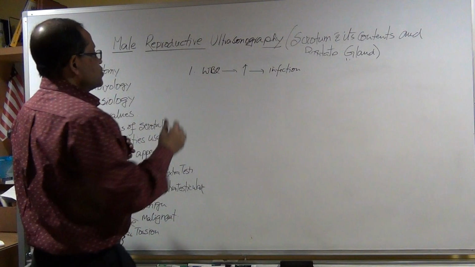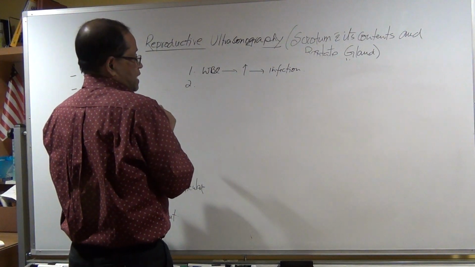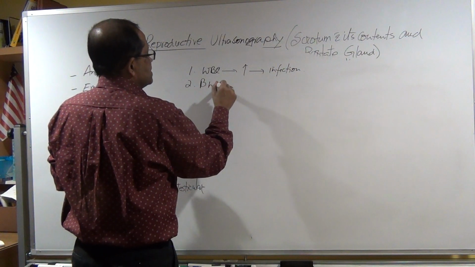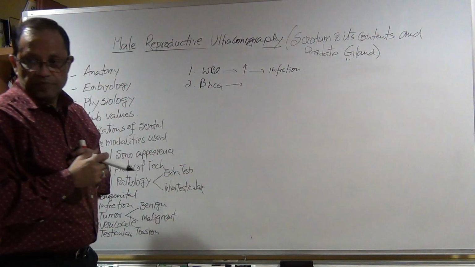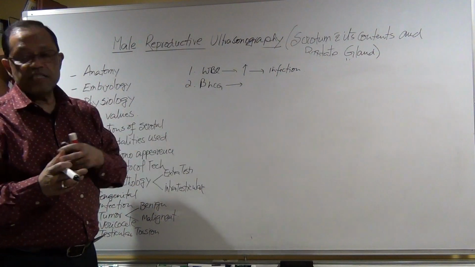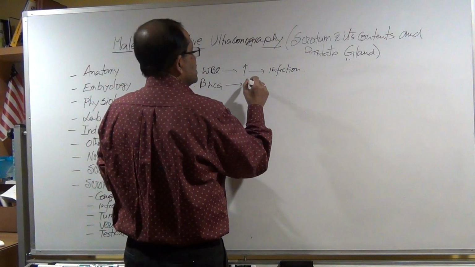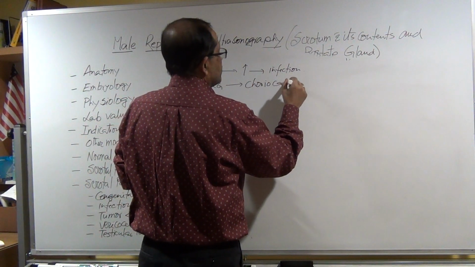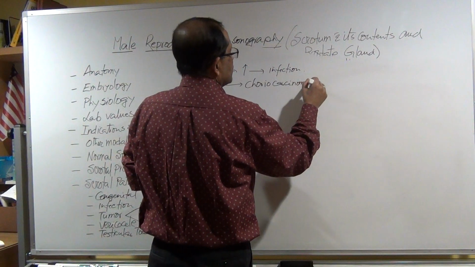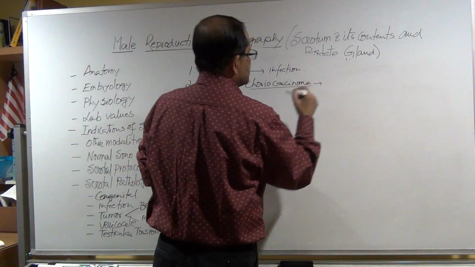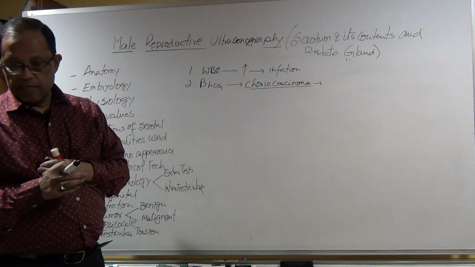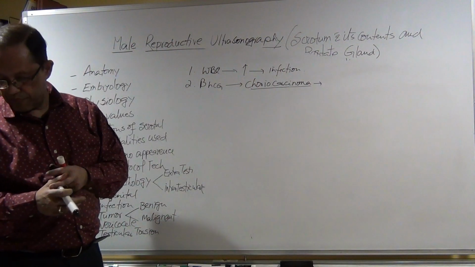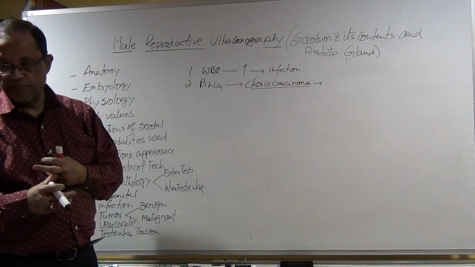Right? So then another lab test can be beta HCG. They do this beta HCG test. Why? Because of choriocarcinoma, choriocarcinoma of the testis. In this choriocarcinoma of the testis, beta HCG will go up.